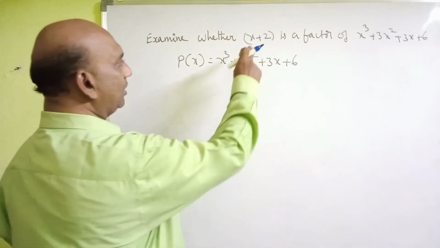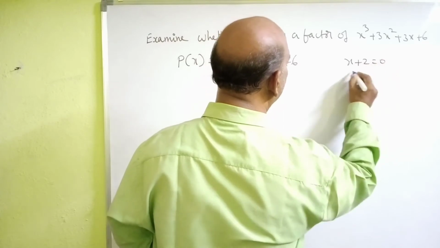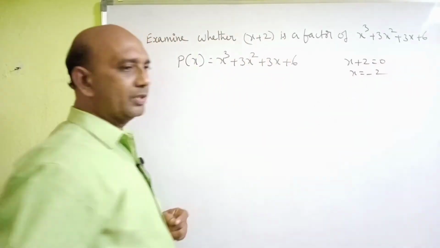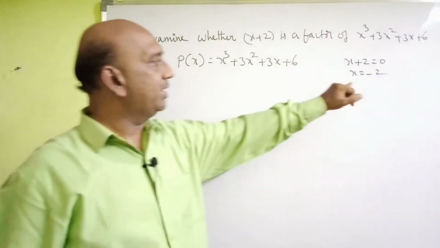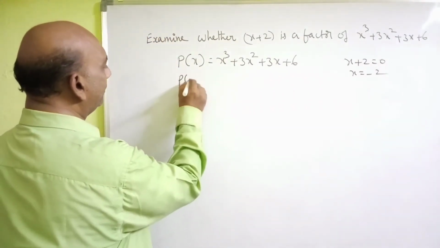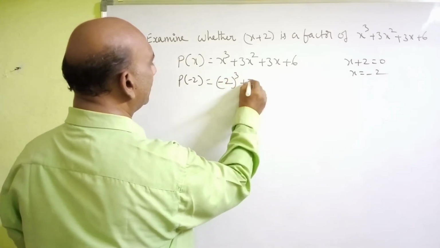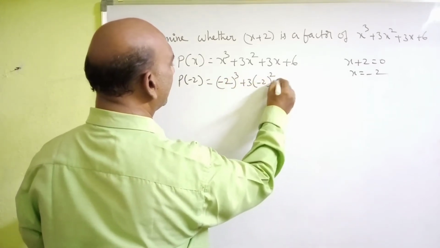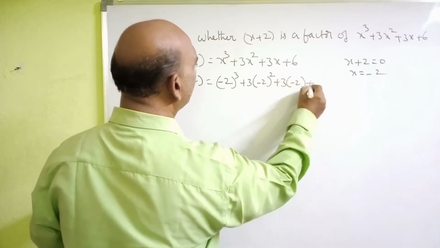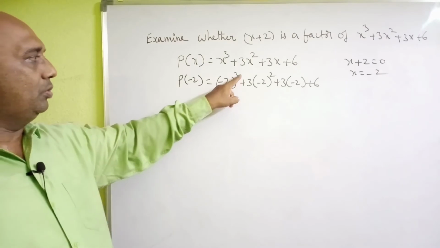For that, solve this divisor for x. That means x plus 2 equal to 0 and then x is equal to minus 2. Now substitute this minus 2 in place of x in this given polynomial. That is p of minus 2 equal to minus 2 whole cube plus 3 into minus 2 whole square plus 3 into minus 2 plus 6, equal to minus 2 whole cube.